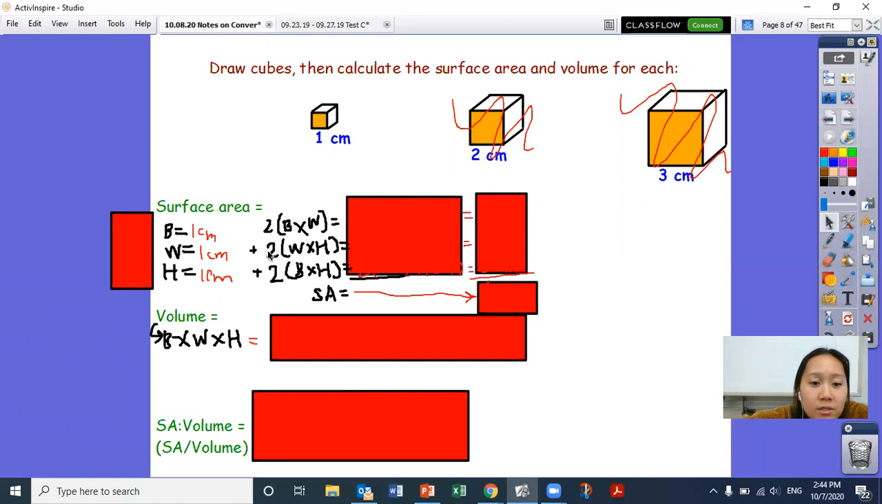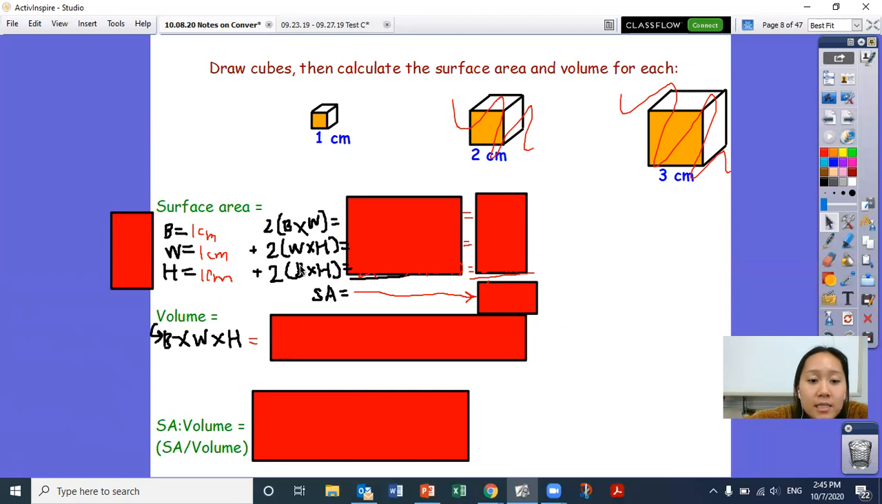And then you're going to want to find 2 times width times height. So you want width times height in order to find this side. And it's 2 because there's 1 over here and then there's also 1 on this side facing away from you. Okay. Lastly, you're going to want to find base times height over here, and that's going to be on the bottom and the top surface. That's why it's times 2.